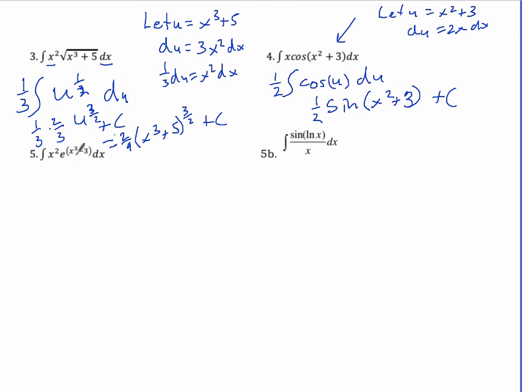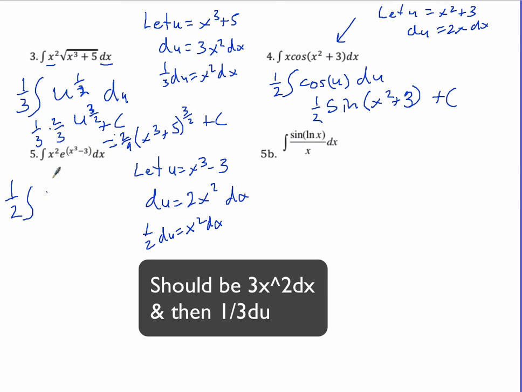Here, notice the derivative of x cubed is 3x squared, so this is going to be your u. Let u equal x cubed minus 3. du equals 3x squared dx. So a third du equals x squared dx. So we're going to have a third times the integral of e to the u du. And integrating e to the u is easy, that's just e to the u. So we're going to have a third e to the u plus c, and then u is just x cubed minus 3.